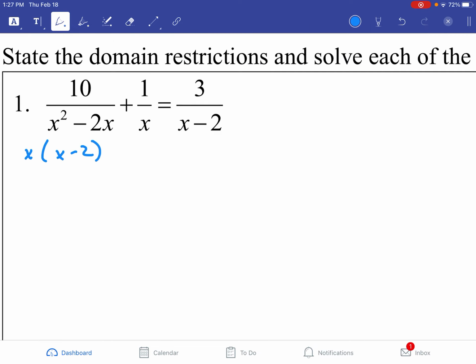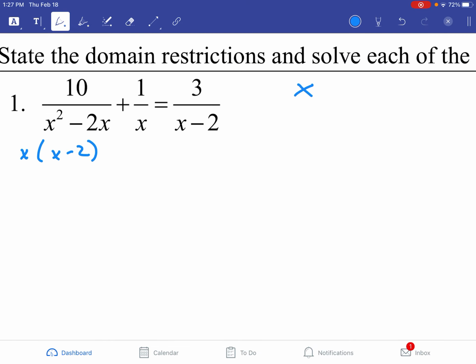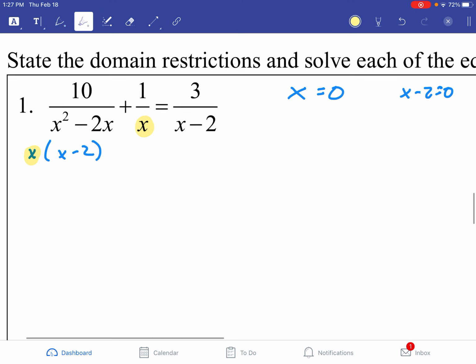Okay, so up here I'm going to put down my restrictions. I have x, and I have this x and this x. That's the same thing. I'm going to set that equal to 0, and then I have x minus 2, and I have that twice as well, here and here. So I solve each one of these. X cannot equal 0, and it can also not equal positive 2. We're going to keep that up there in the upper right-hand corner for now as we solve our equation.